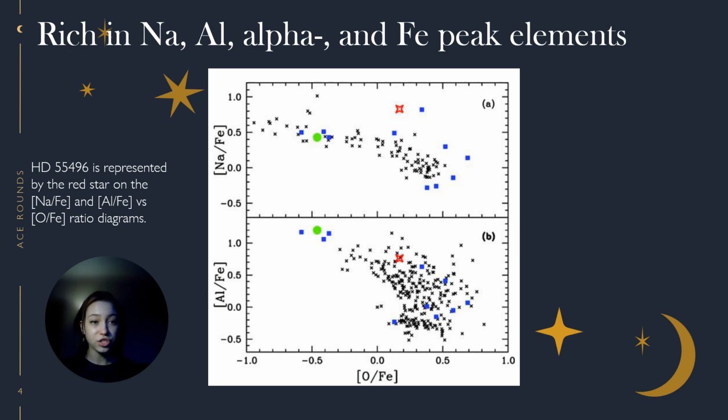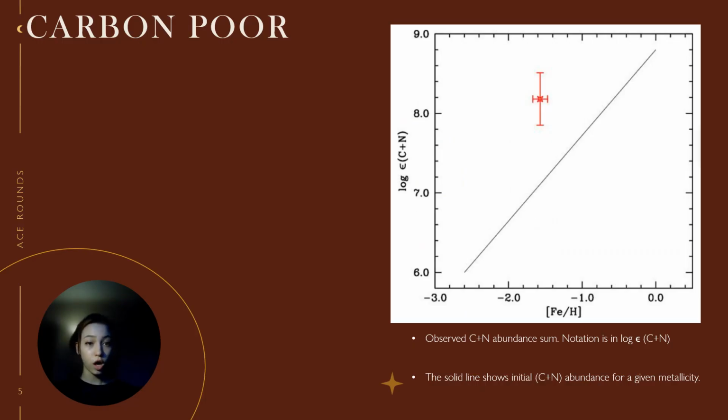Our star, HD 55496, is represented by the red star on the 2 ratio diagrams, here and here. In the figure, it's apparent that the star is extremely rich in aluminum and high in sodium compared to oxygen when compared with field stars of similar metallicities, as seen from the other points on the diagram. The carbon abundance is also low when compared to an S-process star of similar metallicities.